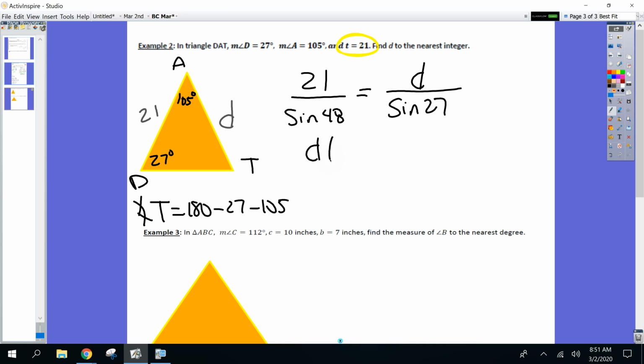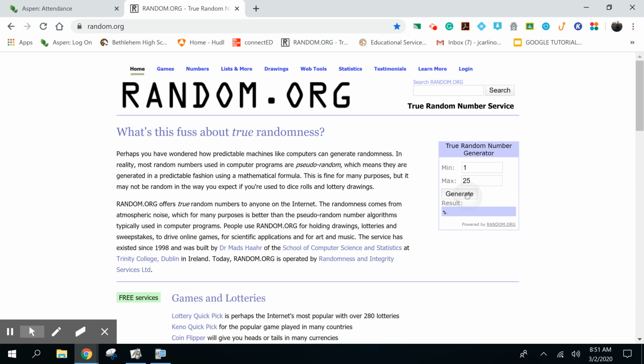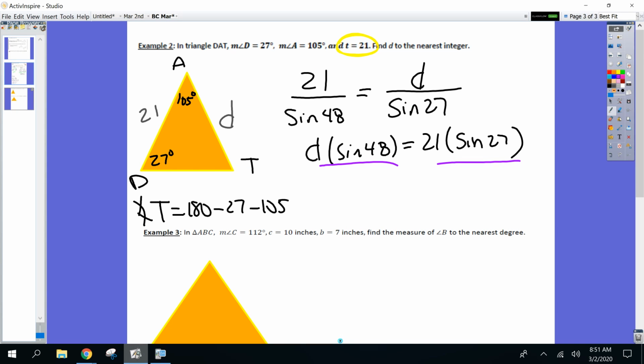So D times the sine of 48. Yeah, cross multiply. 21 times the sine of 27. Okay, what are you dividing both sides by to get D by itself? Just want to hear it. 16, what are you dividing both sides by?